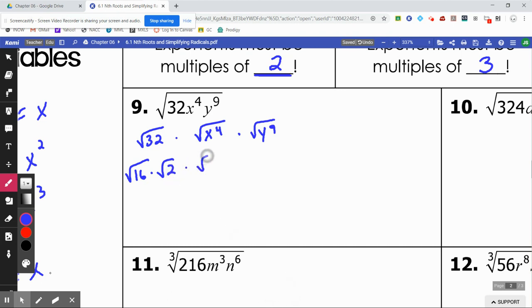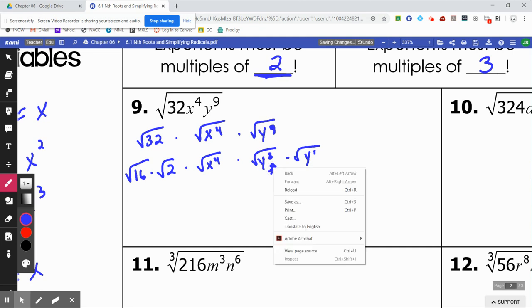Root x to the fourth, since that exponent is a multiple of 2, I can leave it. Y to the ninth is not a multiple of 2. So I'm going to have to split this into something that I can take the square root of. You want the largest multiple of 2 that is smaller than 9. That's going to be y to the 8th. Y to the first is what you're going to split it into. Y to the 8th times y to the first. Again, I want a multiple of 2 that I can find the square root of. Now, pretty simple.